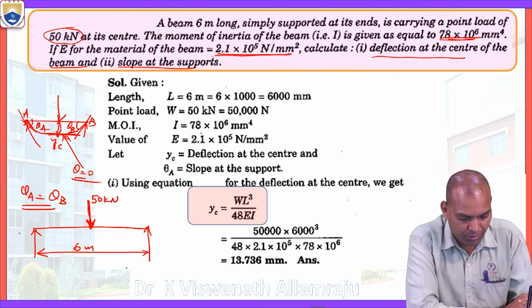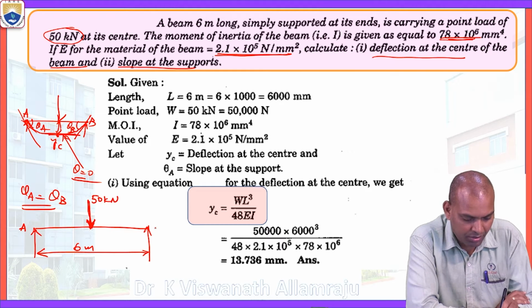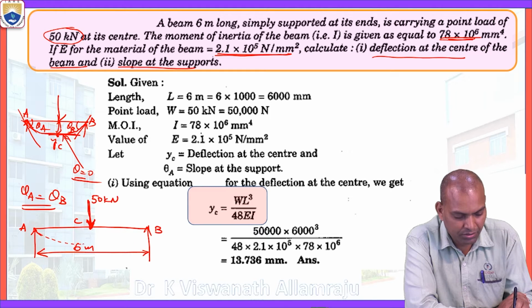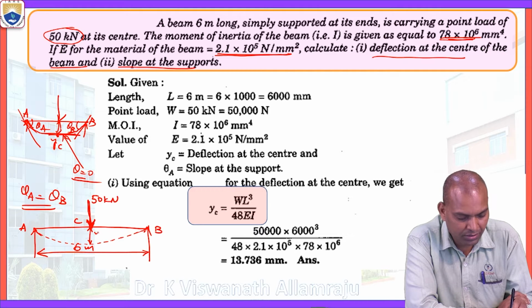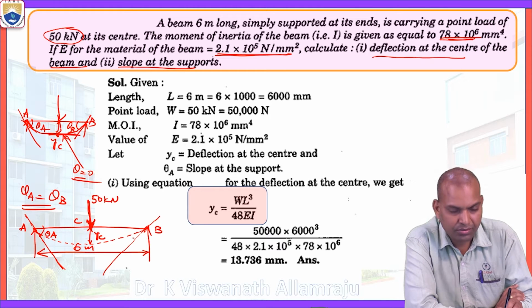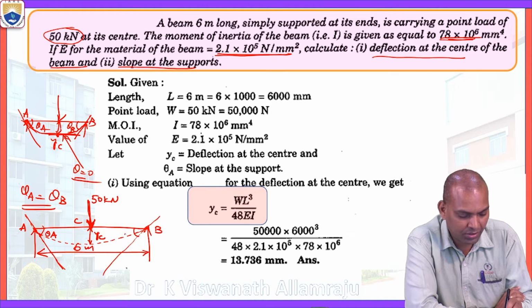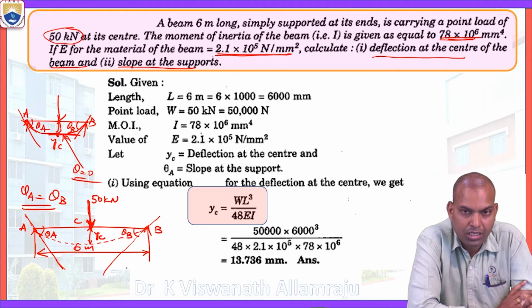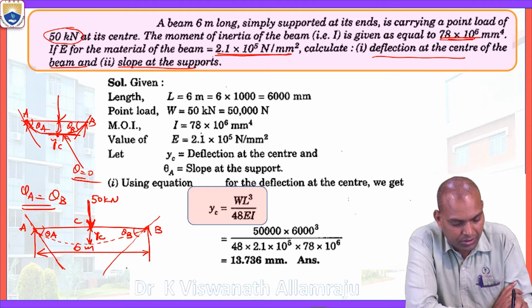Consider the points A, B and C. At point C, the maximum deflection occurs at the center, that is Yc. If you draw tangents to the deflection curve at the supports, the angles are theta A and theta B. This is the slope at the supports, theta A and theta B. The deflection at the center is Yc.